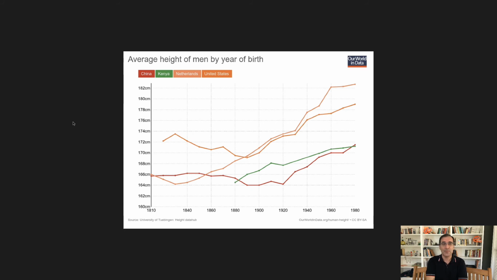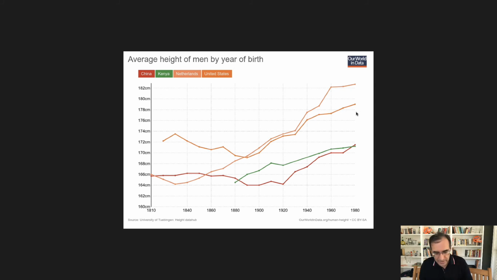It says average height of men by year of birth. In all these countries, whatever they may be, you notice that the average height is growing. People have access to better nutrition, so they're growing in size. But it's hard to tell which country is which. You have to do eye travel back and forth to find out which line refers to which country. So the best thing is to put those names right next to the lines.